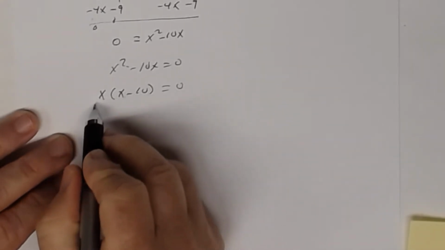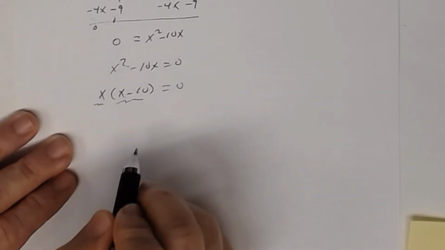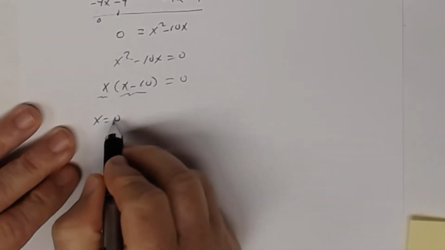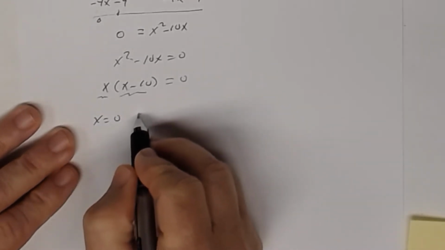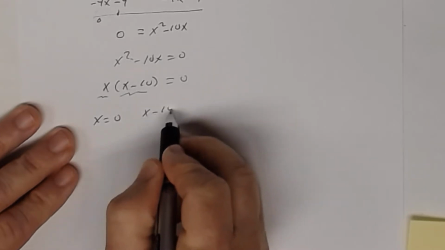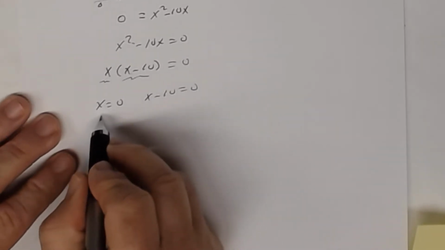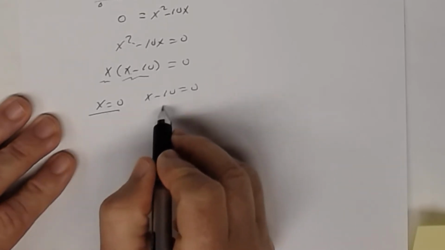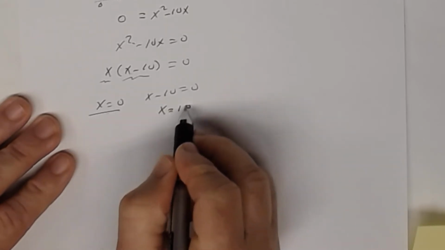All right, and so now I'm going to use the zero factor property. I have two factors whose product is 0, so one of those has to be 0, right? So x equals 0. And then over here, x minus 10 equals 0. And so you solve for x. X is already by itself here. Over here, I have to add 10 to both sides to get x equal 10.